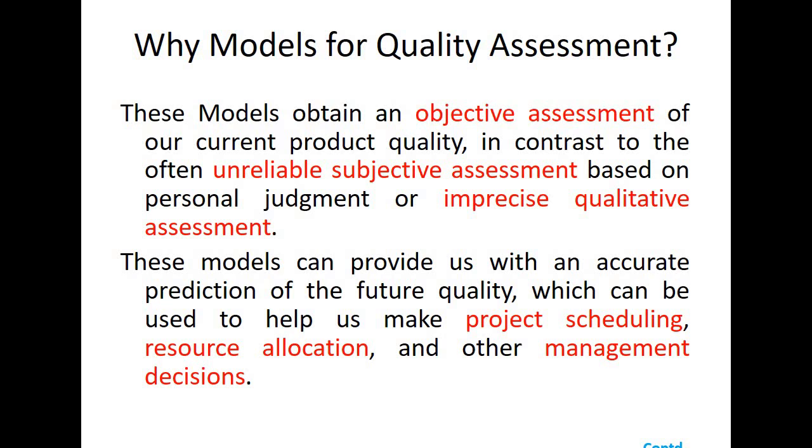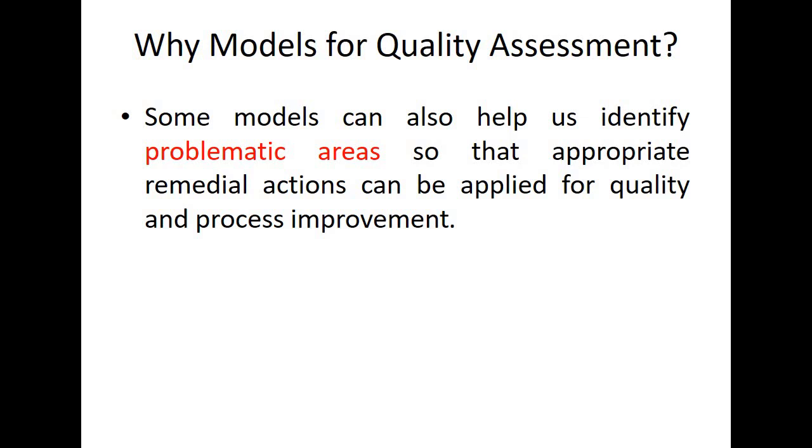In our case we are talking about software applications. So the ultimate aim is quality assessment, which, as we said, in every phase of the software development life cycle we need to look into the quality aspect. In addition to this, some of the models can also help us to identify the problematic areas. Ultimately, they can help us in taking appropriate remedial actions which can be applied for quality and process improvement. So from these models, we can get to know where the lacuna is and where the problem arises.